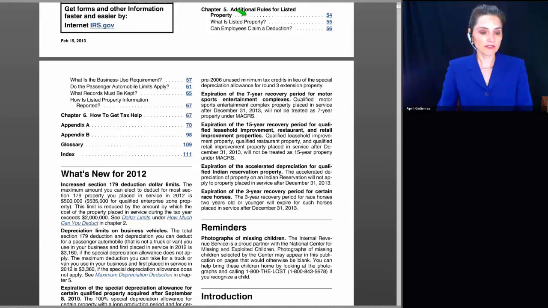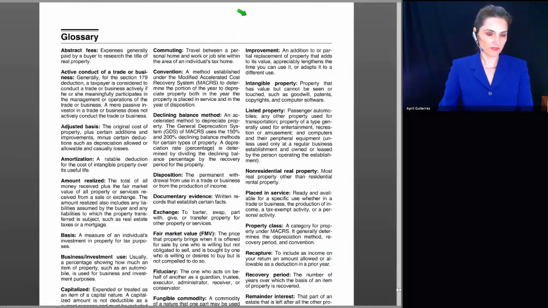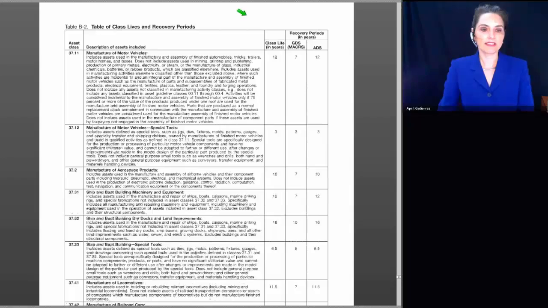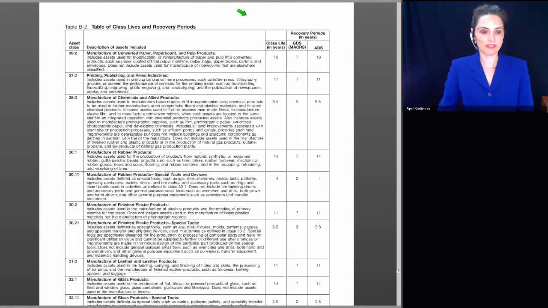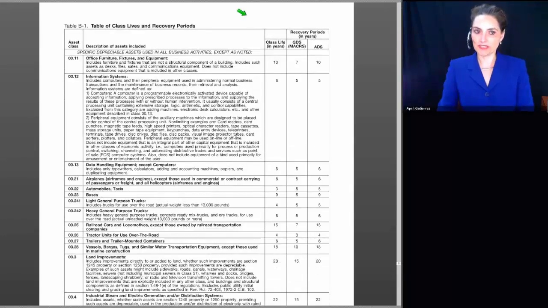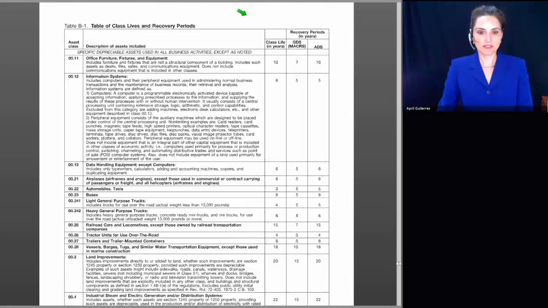Now, if we get down to the very back of the publication, I'm just going to randomly pick page 110. Oh, there's the index, which is always helpful. But before that, there's what I'm looking for. We're looking for the class tables and lives and recovery periods. And I'm going to be referring to this particular table throughout today's class, just getting to the very beginning of it. So the table inside Publication 946 begins on page 99 of the publication.